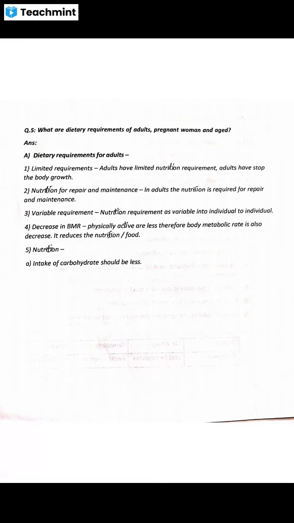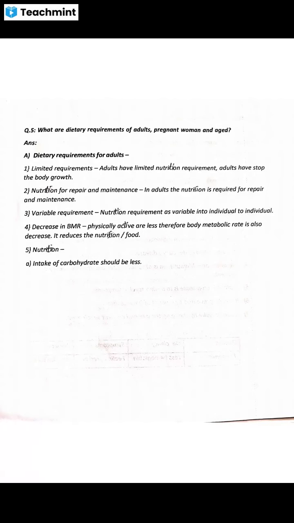5 is, what are the dietary requirements of adults? Okay. Here you have to see the dietary requirements, for whom, for adults, for the pregnant woman and the aged. So the question is, what are the dietary requirements of adult, pregnant woman and aged? Dietary requirements means limited requirement. Dietary requirement for the adult is that adults have a limited nutrition requirement. Adults have stopped body growth. So nutrition is for repair and maintenance.